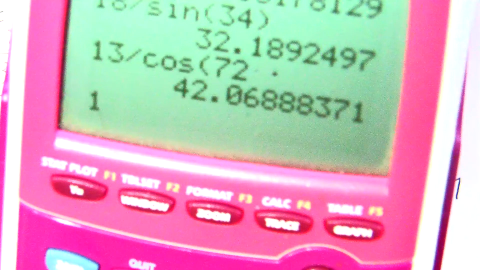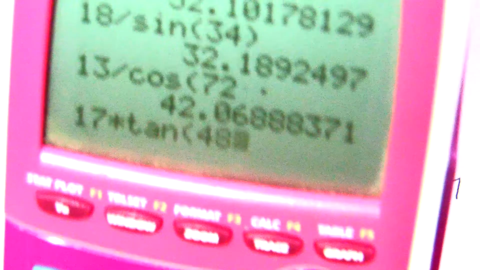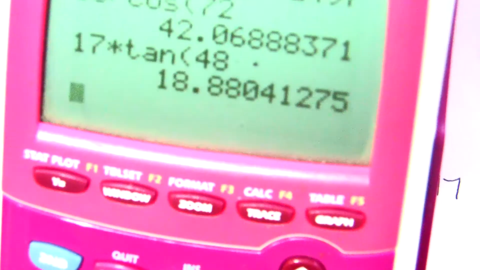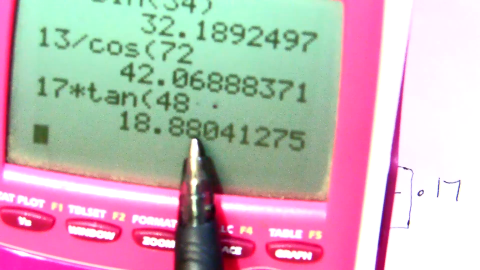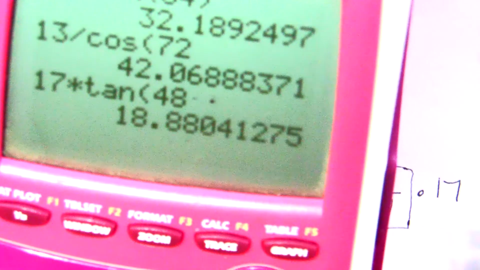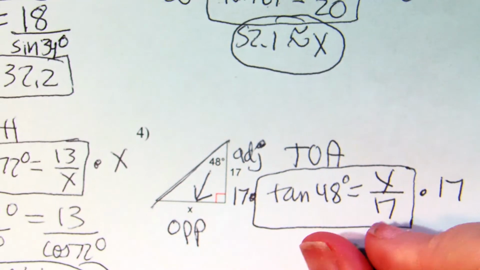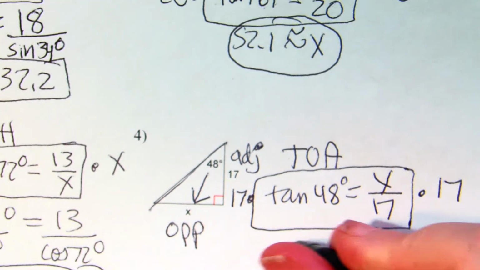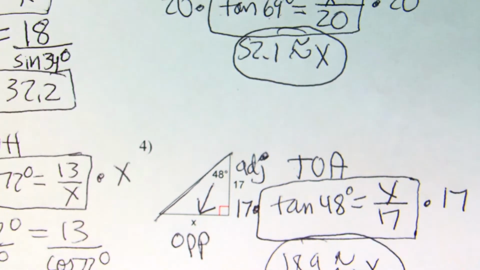17 times tangent of 48 degrees. And it gives 18.88. This 8 makes this 8 become a 9 because it's more than 5. So 18.9. X is approximately 18.9, 1 decimal place.